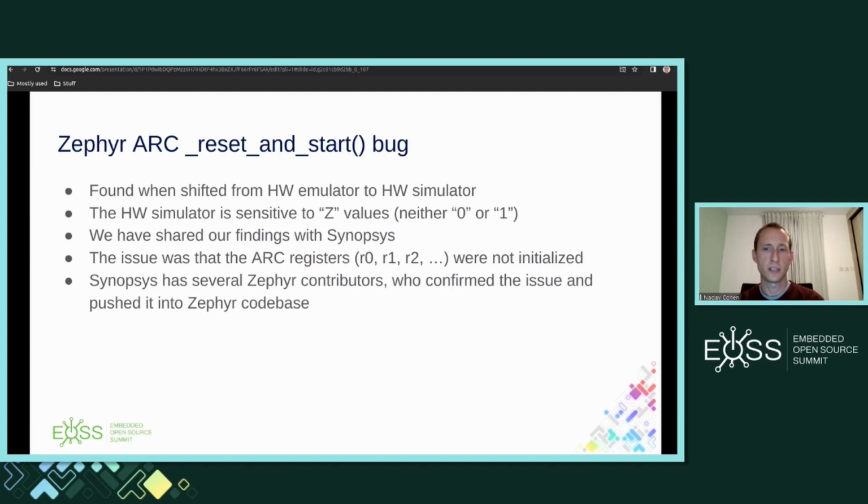When we discovered this issue, we started debugging it using the digital waves, first with our VLSI team and later with Synopsys support. In the debug session, we found that the ARC reset and start function is missing code that initializes all the ARC core registers, R0, R1, R2. Synopsys is an active partner in the Zephyr community and has several contributors who confirmed the issue and pushed the fix into the Zephyr codebase.